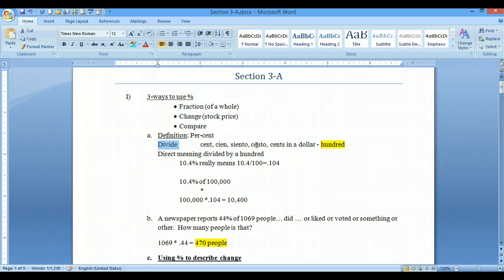So if we take the number 10.4%, this really means 10.4 divided by 100. Or if you plug that into your calculator, you get 0.104. Another way is 10.4% of 100,000. Of defined is multiply. So this is 100,000 times the decimal or the percent, changing it to a decimal, 0.104, which equals 10,400.